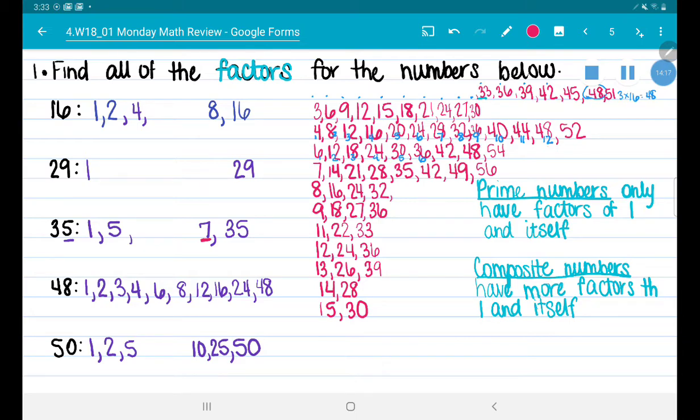So I'll look at my 8s. We got to 8 times 4 is 32. 8 times 5 is 40. 8 times 6 is 48.